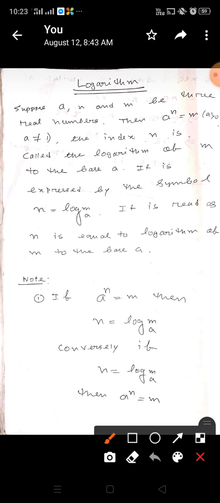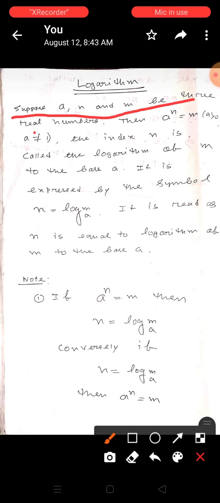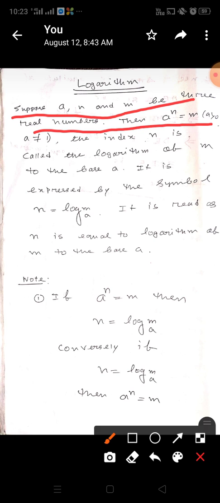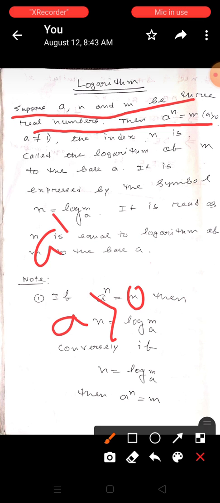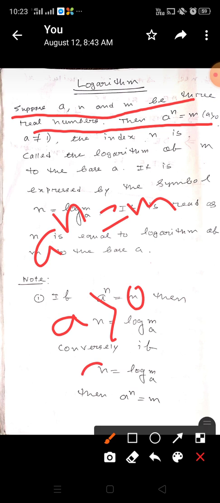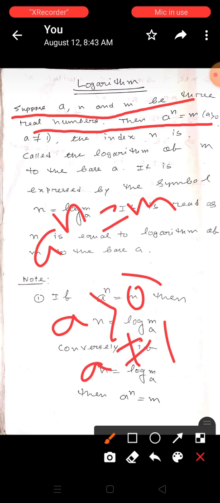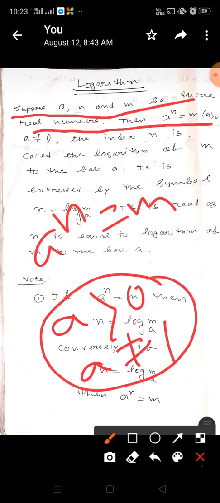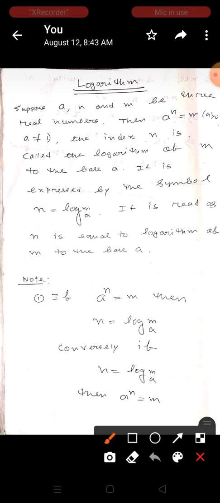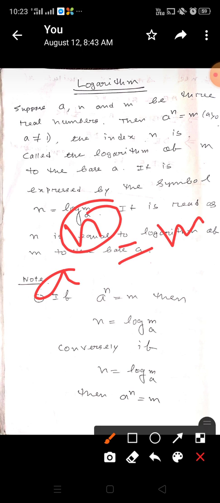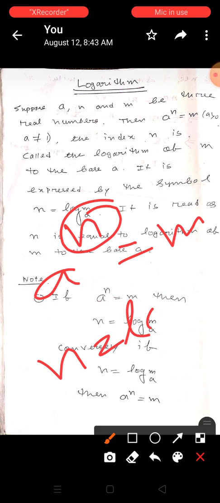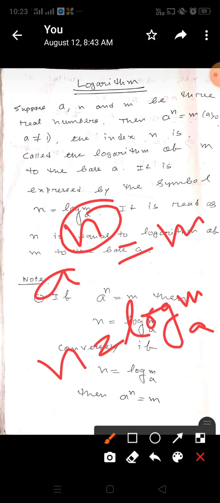So suppose a, n and m are three real numbers, then a to the power n equal to m, where a must be greater than 0. If a to the power n equal to m, then a is greater than 0 and a cannot be 1. Then the index n is called the logarithm of m to the base a. It is expressed by the symbol n equal to log of m to the base a.